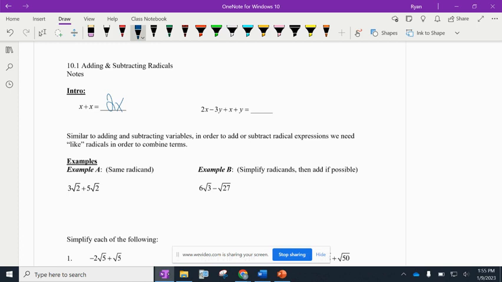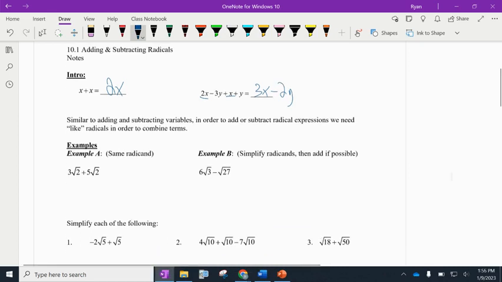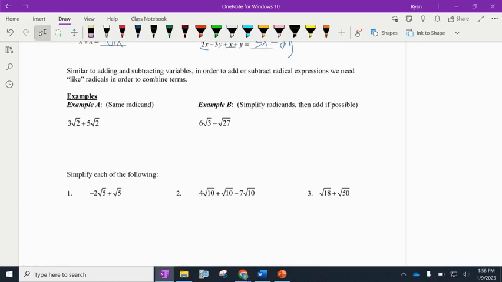Next, when we have more variables, we can combine the like terms. So there's 2x and 1x, which make up 3x. Negative 3y plus y gives us negative 2y. All right, so a little bit of review. In order to add or subtract, the terms must be the same.